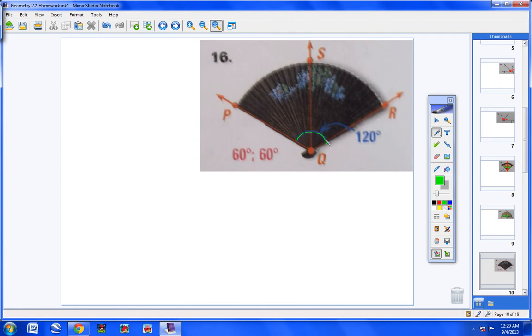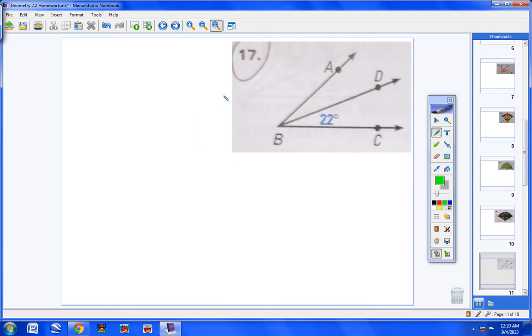120 degrees is the entire angle all the way across. QS cuts that 120 degrees right in half. So with that in mind, they want us to find the measurement of this little angle here and this little angle here. So we take 120 degrees and cut it in half. And this angle here is 60 degrees, and this angle here is 60 degrees. Moving on to numbers 17 through 22.